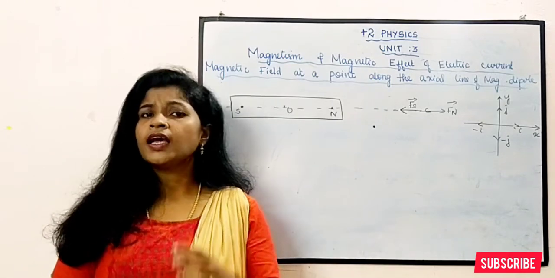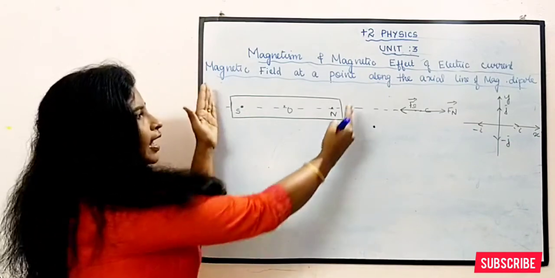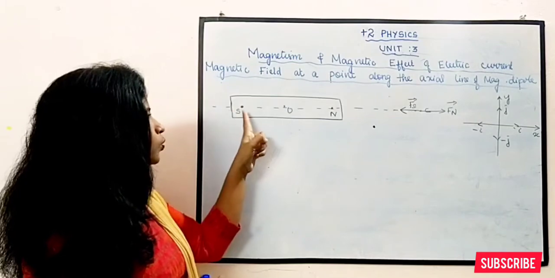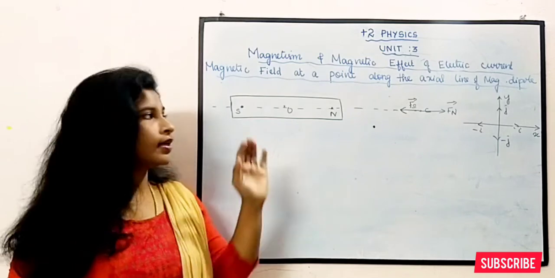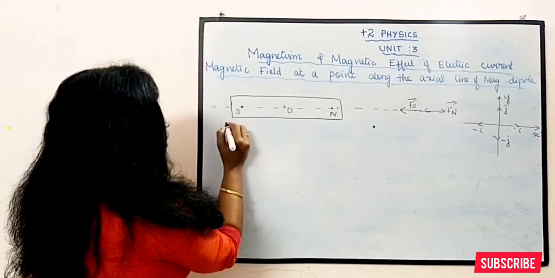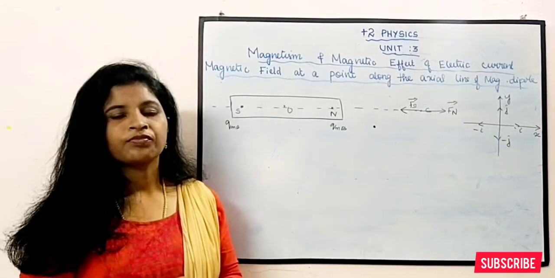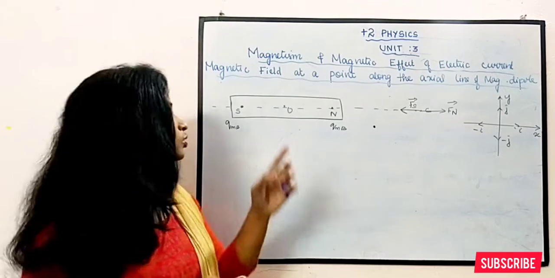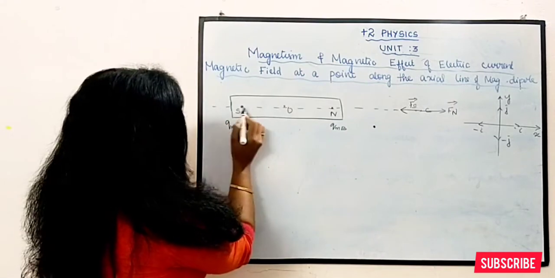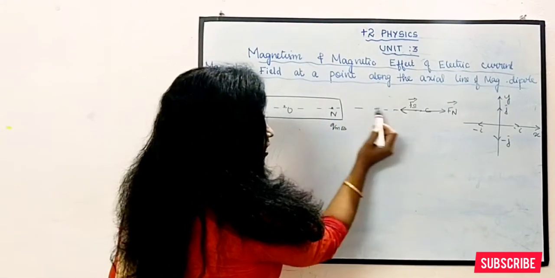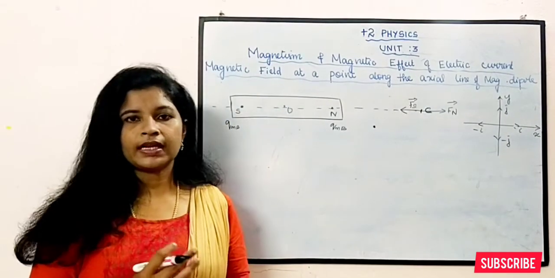We all know that in a bar magnet there will always be a dipole. For that I have taken a bar magnet, which has two poles, the south pole and the north pole. Each pole has a pole strength. Let us take this pole strength as QMA and this pole strength as QMB. Now I want to find out the magnetic field at a point C along the axial line. So this is the axis.